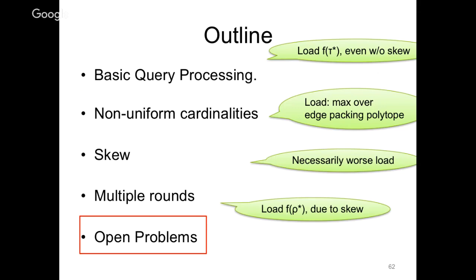So you mentioned that the worst case instance for the AGM bound has skews. I thought that has no skew. Yes, it's true. According to the way I define skew, the worst case instance for the triangle query is actually not skewed.